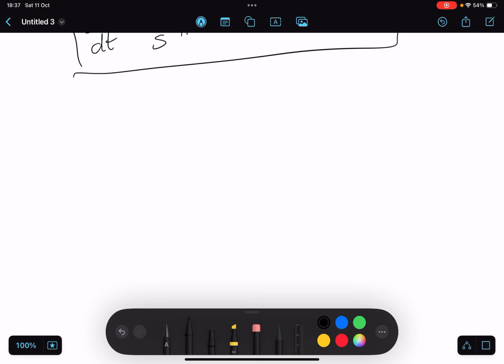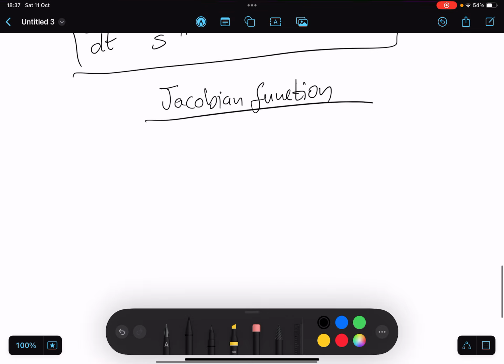The most common one is when you're given variables u and v. So okay, we have what you call the Jacobian function. Let's look at the Jacobian function. So what is the Jacobian function?